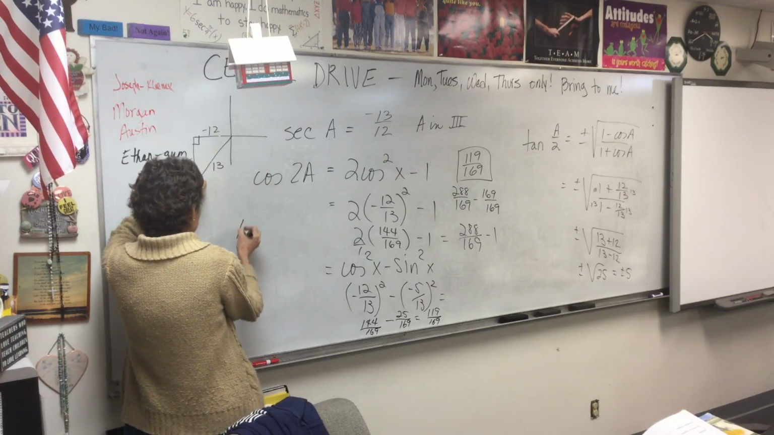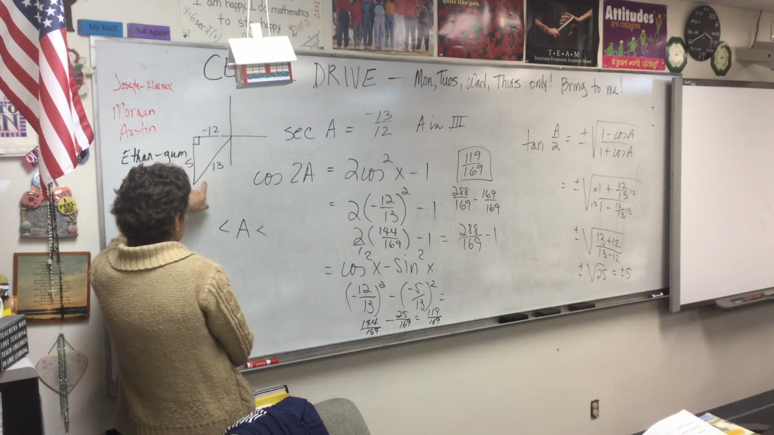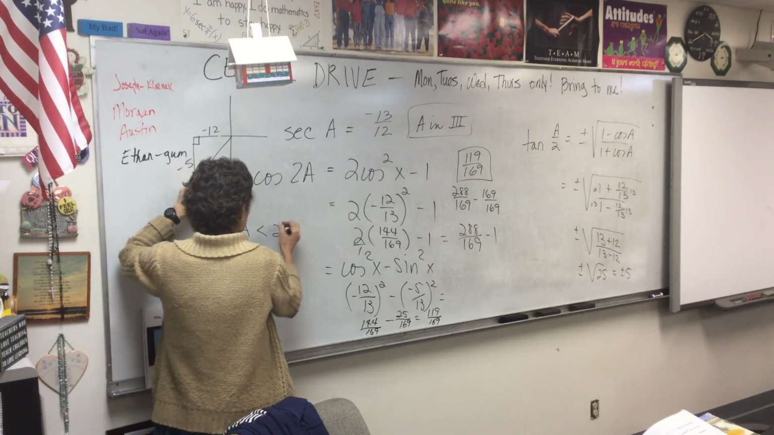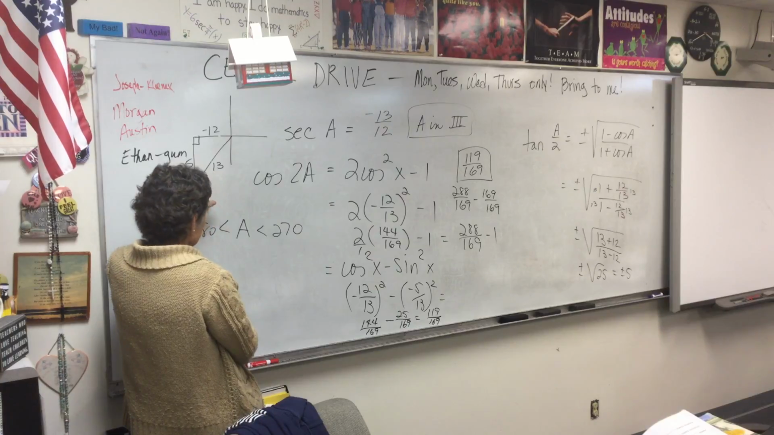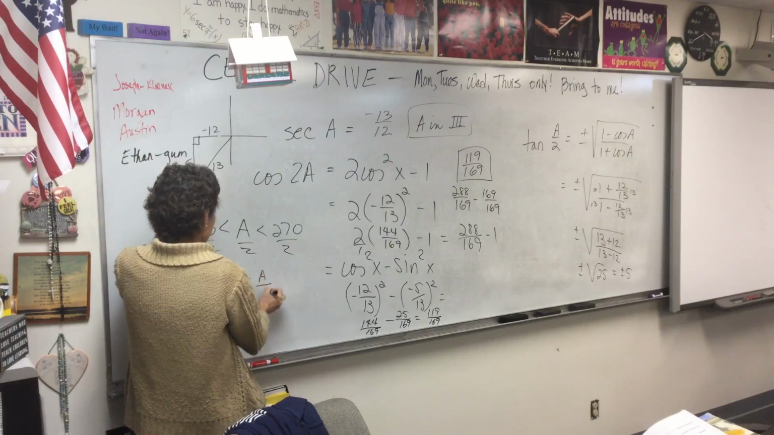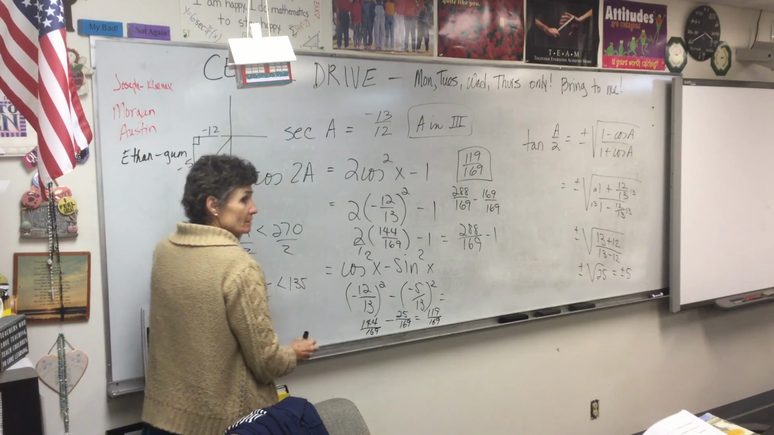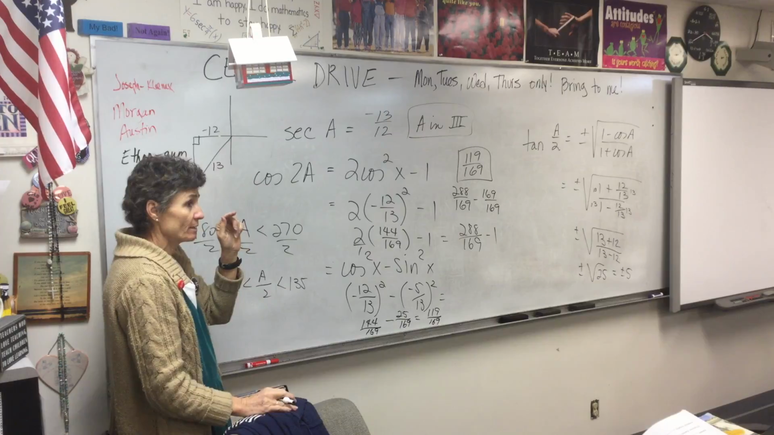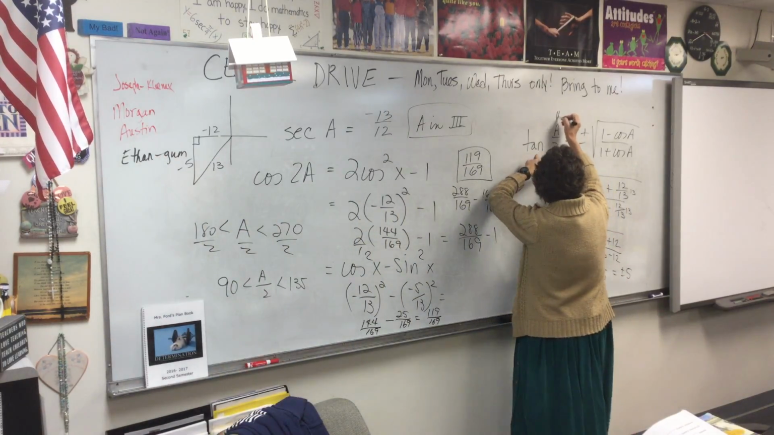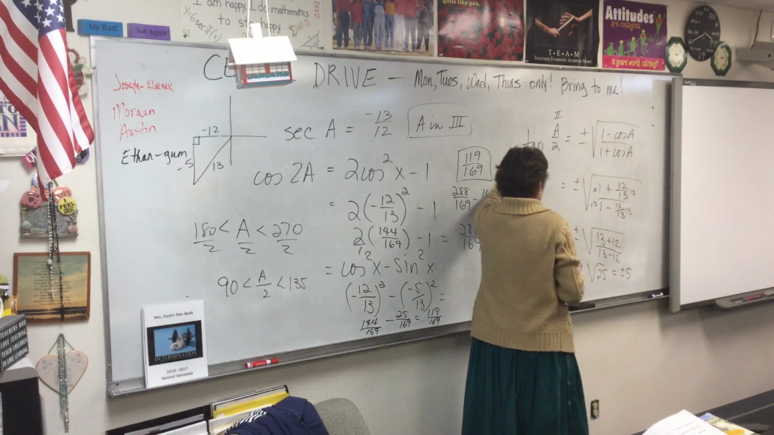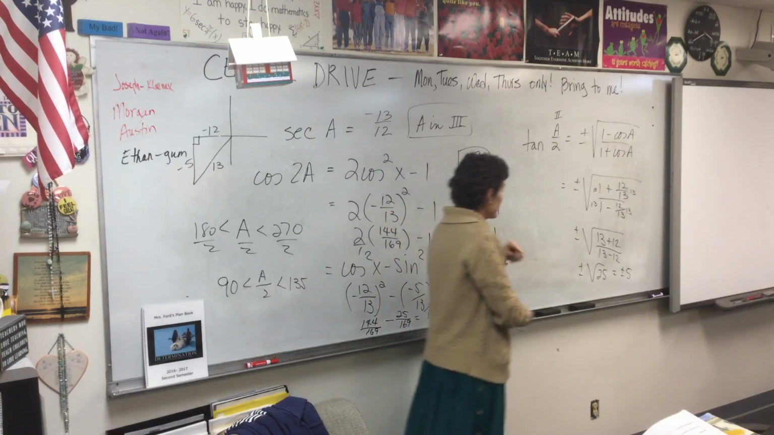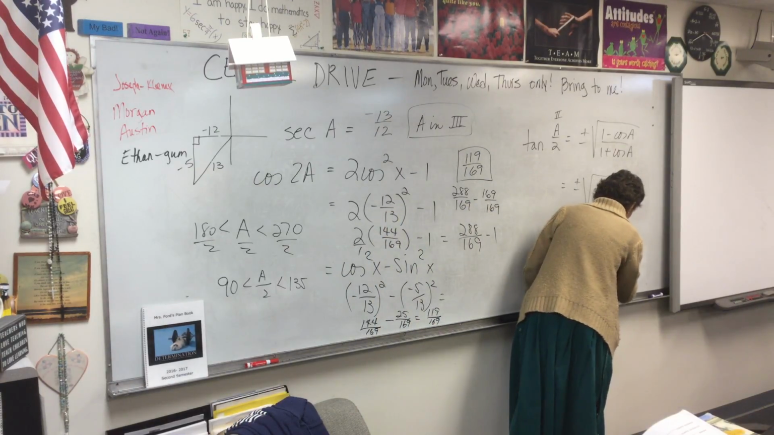The original is between what and what? The original. 180 and 270. So half of it is between 90 and 135, which puts it in quadrant 2. Is the tangent in quadrant 2 positive or negative? Negative. So once again, we want the negative answer.